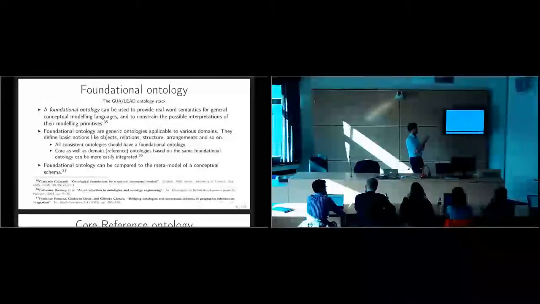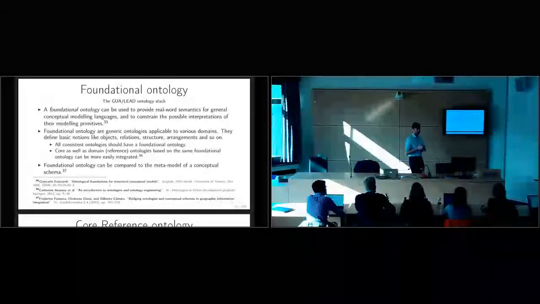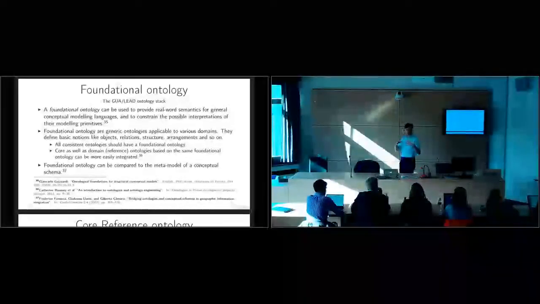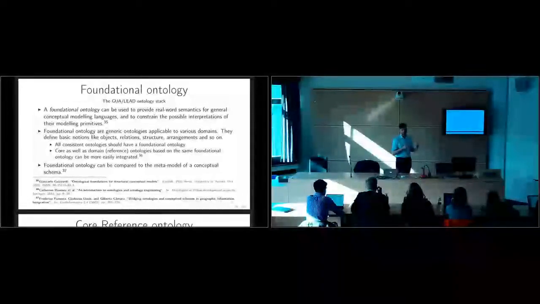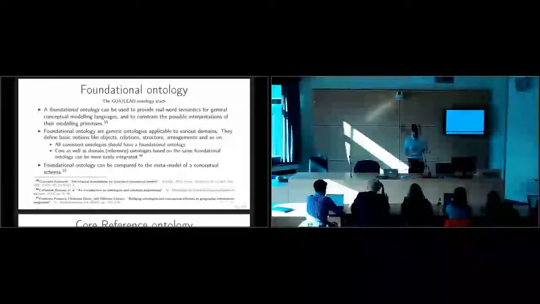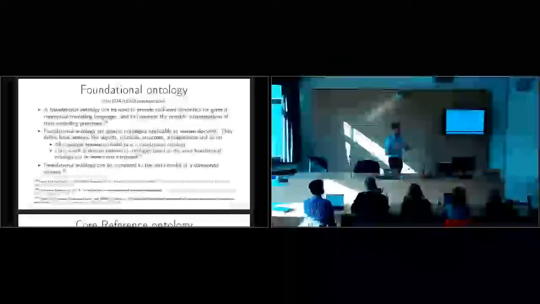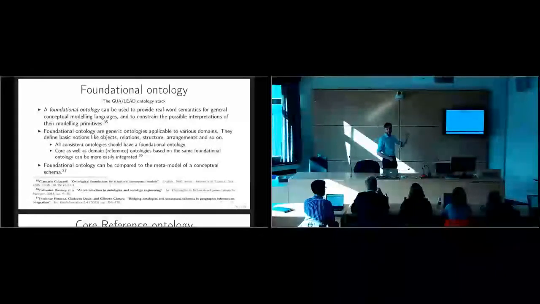Constraining the interpretations means: this is possible in my model, this is impossible according to the model. Because in your grammar specification, you don't say which sentences you can make, just how you can make a sentence. But sometimes you can combine a verb with a noun and the sentence makes no sense. What makes sense and what does not make sense is documented in the foundational ontology at a very high level.